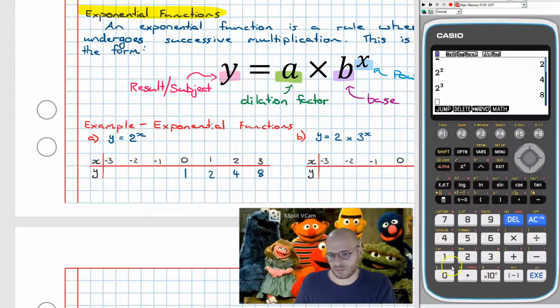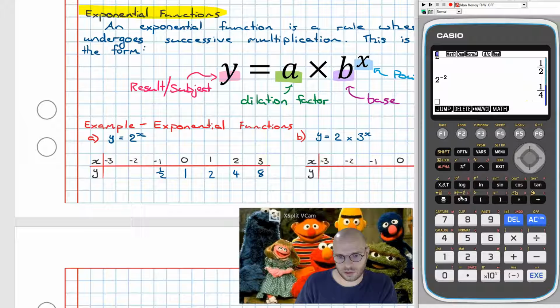Now let's do the other half of the table. We have 2 to the power of minus 1, which comes out to be 0.5, or we can write it as a half. Moreover, 2 to the power of minus 2 comes out as 0.25, or a quarter. And then finally, 2 to the power of minus 3 is 0.125, also written as an eighth. So there's a bit of a pattern here. On either side of the 1, you have 2, then a half, 4, then a quarter, 8, and then an eighth. So everything's growing at an increasing rate.